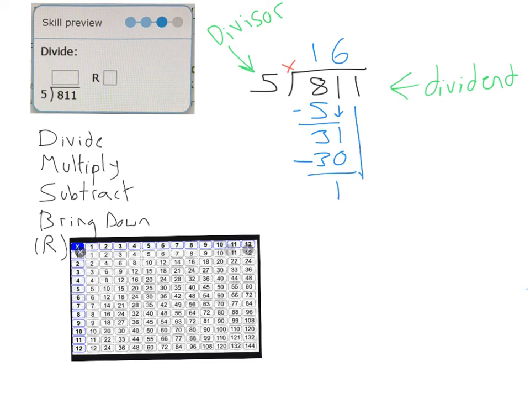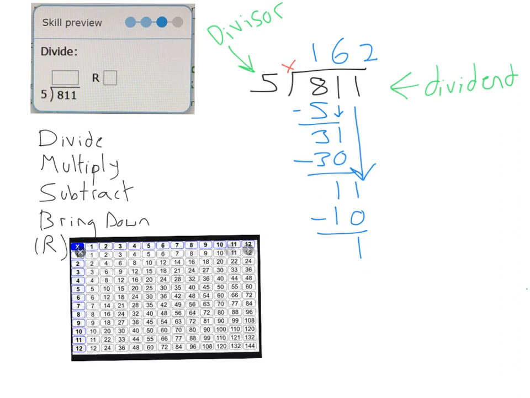Bring down the 1. Now I'm back to division. How many 5s can I take out of 11? I can take 2, because I know that 2 times 5 is 10. Multiply. 2 times 5 is 10. Minus equals 1. Bring down. Oh, nothing left to bring down, so that's my remainder.